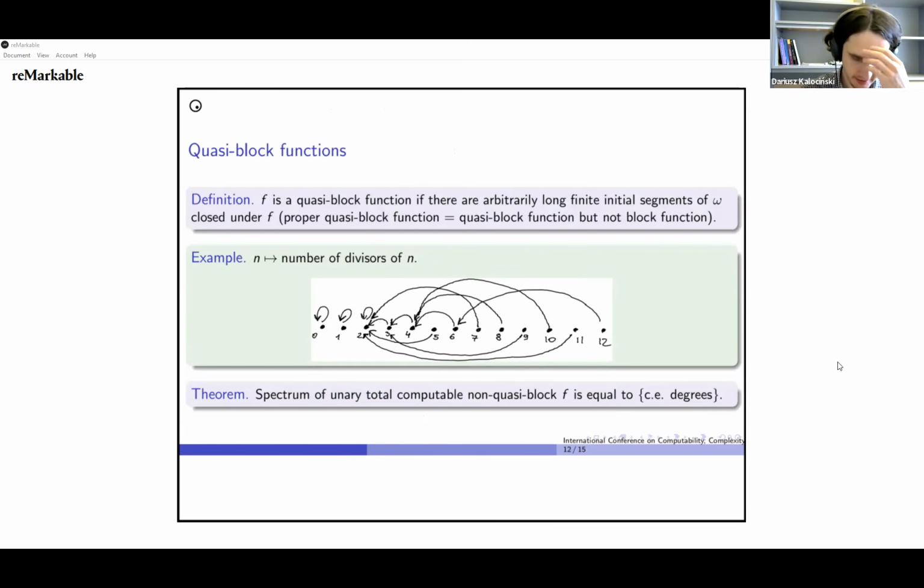One last thing that I would like to mention is a slightly broader notion than block function. We call them quasi-block functions. These are functions for which there are arbitrarily long, finite initial segments of omega closed under f, but not necessarily under f-1.